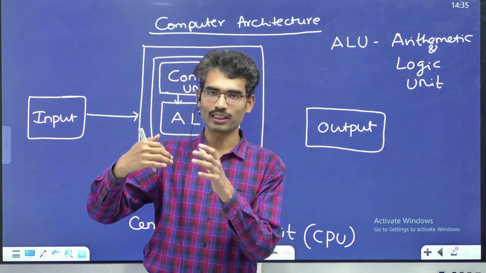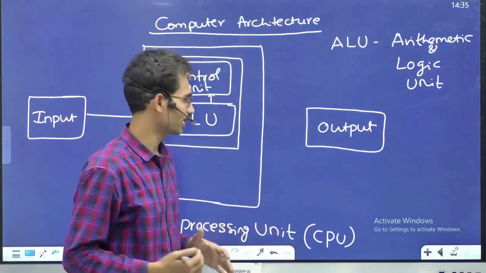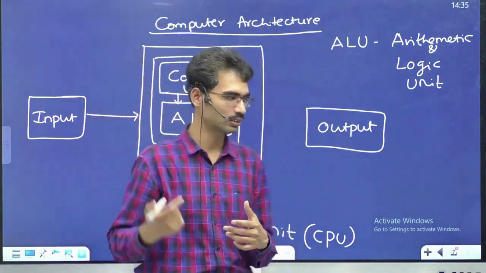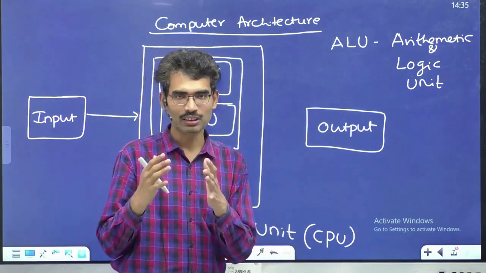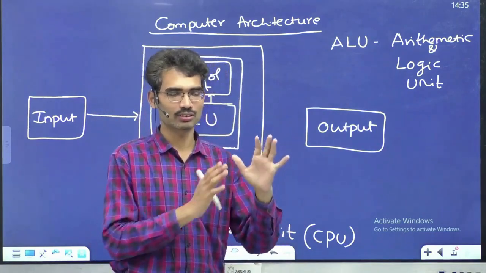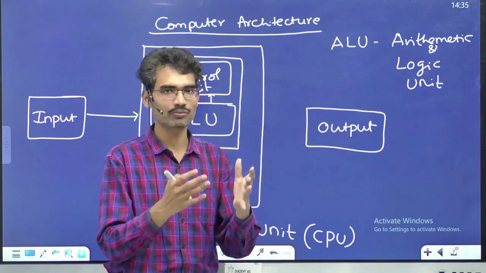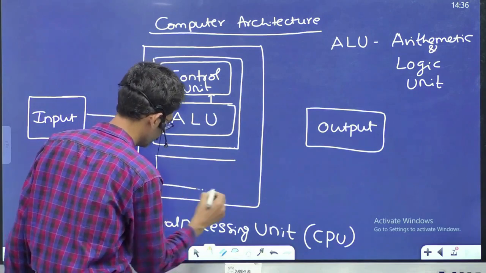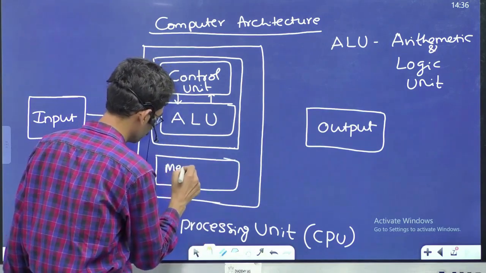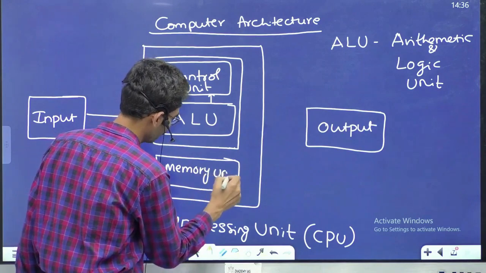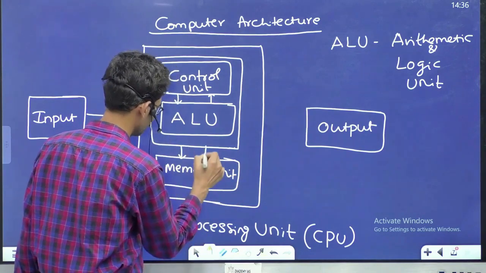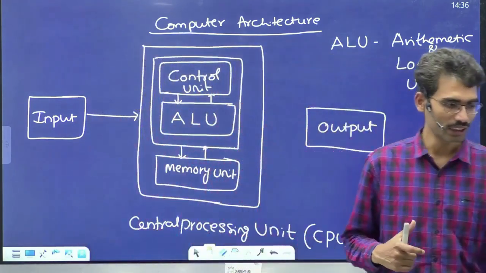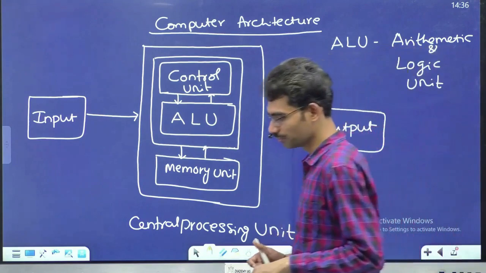Now if you give a lot of data, it has to remember something. Otherwise, if it cannot remember, it cannot perform operations. If you want to perform addition, you need to remember two values, value 1 and value 2. Then only you can perform it. Similarly, this equipment also requires memory, which we call the memory unit. So likewise: control unit, arithmetic and logic unit, and memory unit.